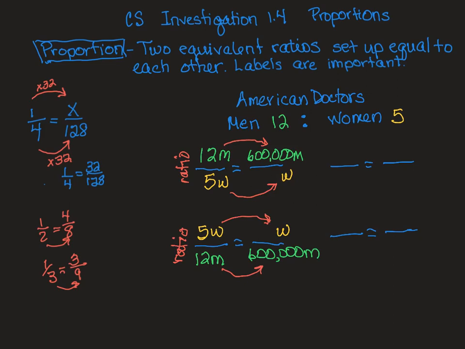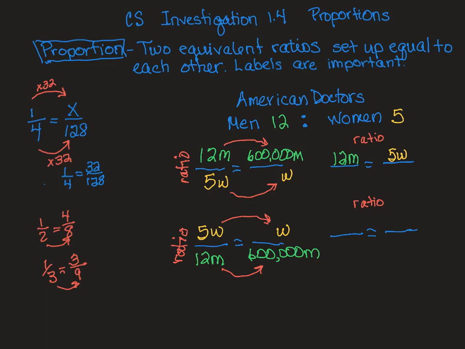Now, another way I can write the proportion is I can take the ratio and write it across from each other on the top. I know this gives you a lot of choices, but sometimes the way you set up the ratio just makes it so much easier to find the answer. So let's do the ratio here. I'm going to start with 12 men, and now remember I'm going across, so I have 5 women. Now that's my ratio.